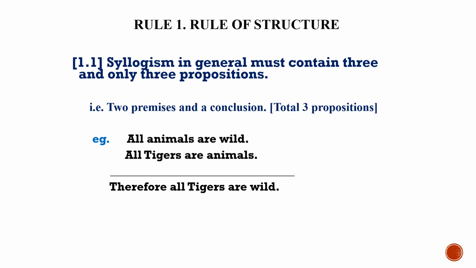Here, "all animals are wild" and "all tigers are animals" are the premises, and the conclusion is "therefore all tigers are wild." Thus we have three propositions. 1. All animals are wild. 2. All tigers are animals. And 3. Therefore all tigers are wild. So it's a categorical syllogism.